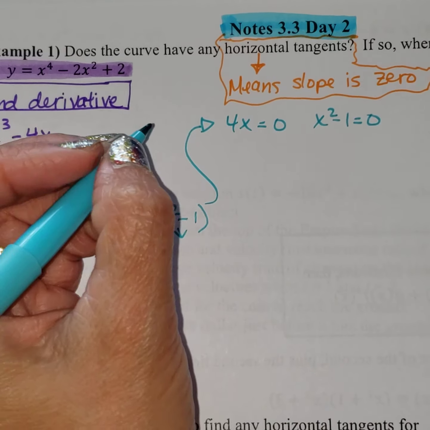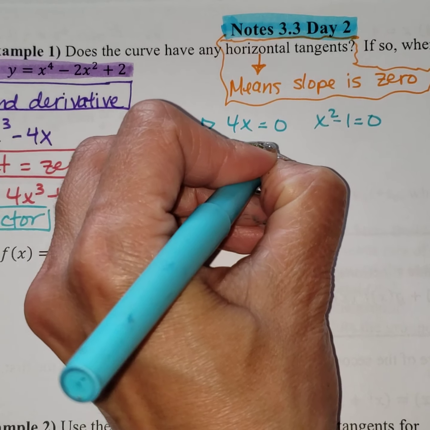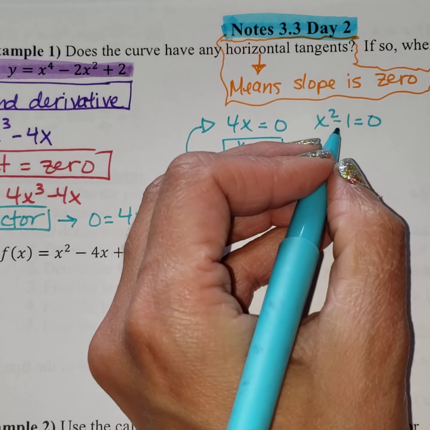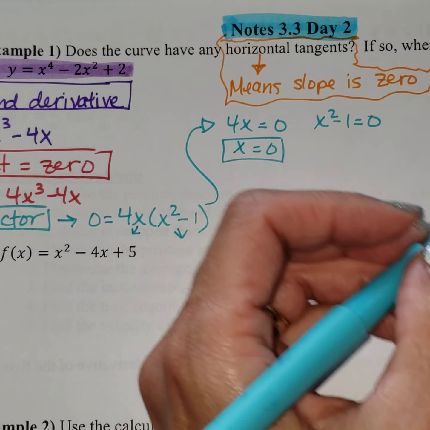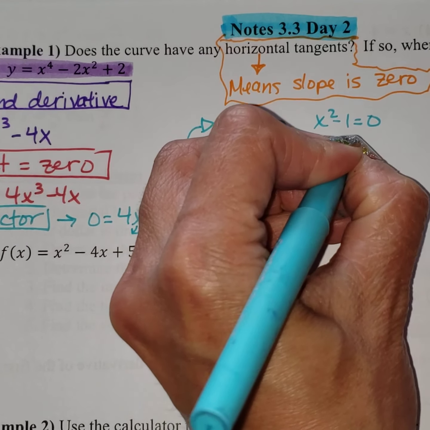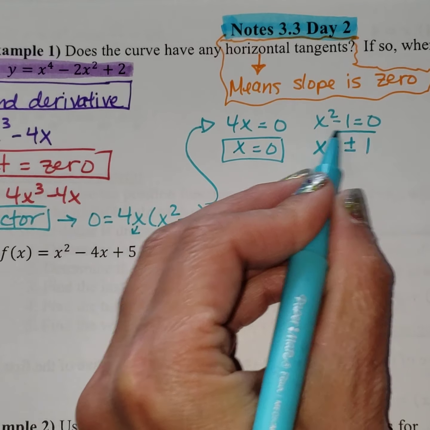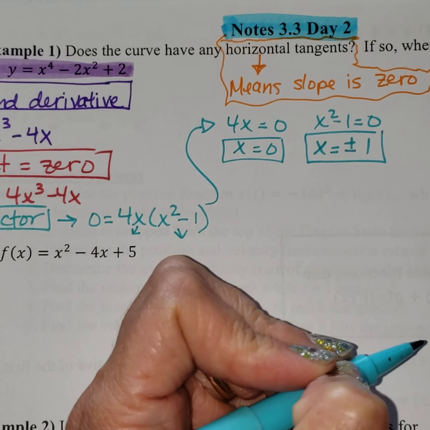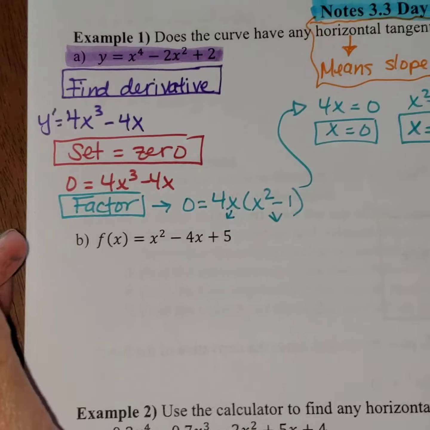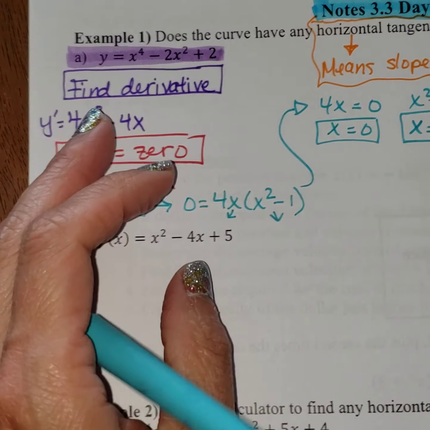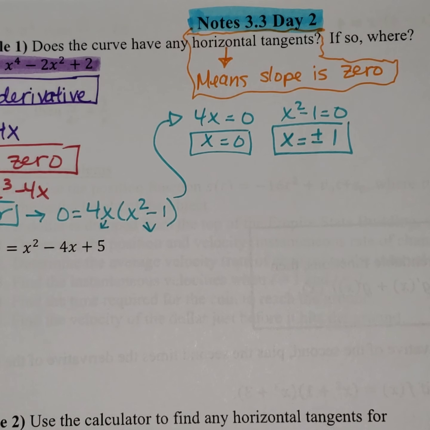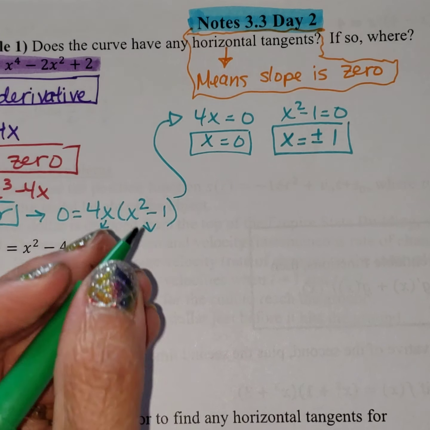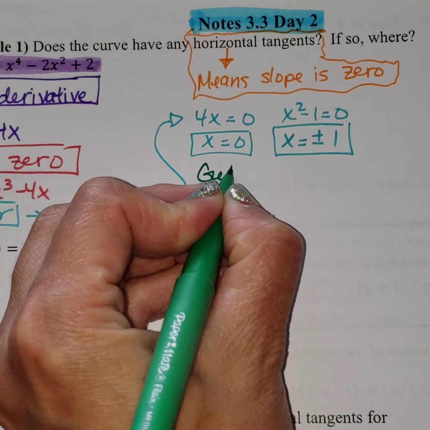So for the first one, we'll get x equals 0. For the second one, if you add 1 to both sides, you get x squared equals 1, and then take the square root on both sides, you're going to get x equals plus or minus 1. Okay, so we got our 3 solutions, which makes sense because we had it to the 3rd degree. Remember, we learned that back in Math 3? Okay.